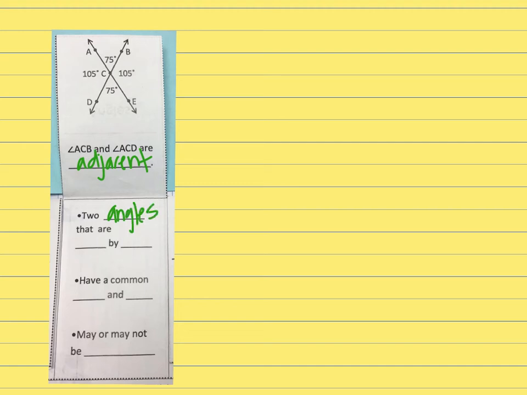Two angles that are side by side. They also have a common vertex. A vertex is just this point in the middle. And they also have a common ray, so they share one line in common. So right here, the A to the center is the one that's in common with ACD and ACB. This line separates them. And then on the bottom, it says they may or may not be congruent.